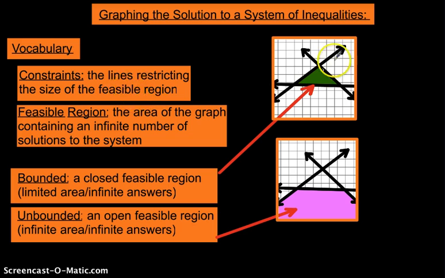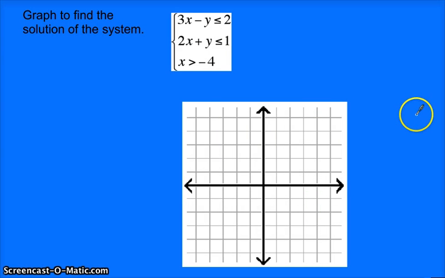Again, the constraints are what the black lines are called. They're bounding, or at least closing off, portions of our region of answers. And the feasible region is the area of the graph containing that infinite number of solutions to a system. Because there are an infinite number, the best thing that we can do is graph the system. We can't actually list off all of the answers. All we could do at best is list off possible examples.